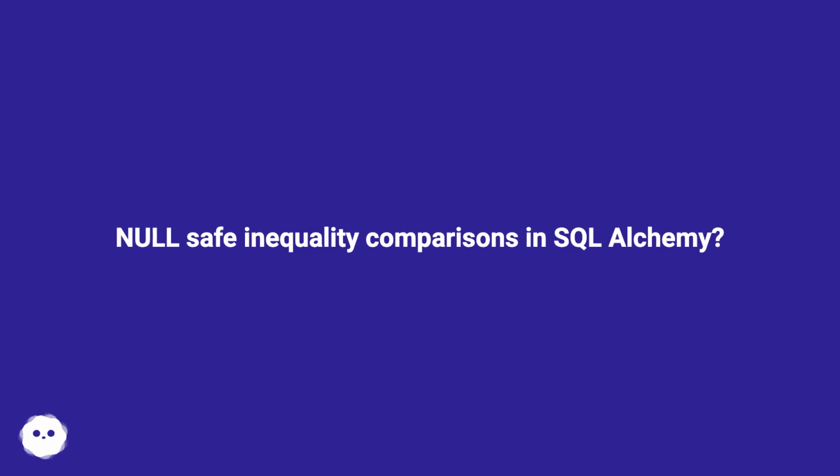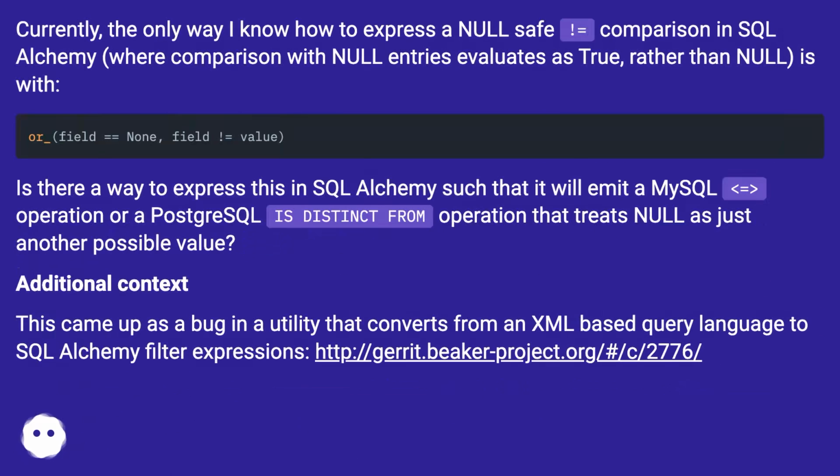Null-safe inequality comparisons in SQLAlchemy. Currently, the only way I know how to express a null-safe not-equal comparison in SQLAlchemy, where comparison with null entries evaluates as true rather than null, is with. Is there a way to express this in SQLAlchemy such that it will emit a MySQL equals operation or a PostgreSQL IS DISTINCT FROM operation that treats null as just another possible value?